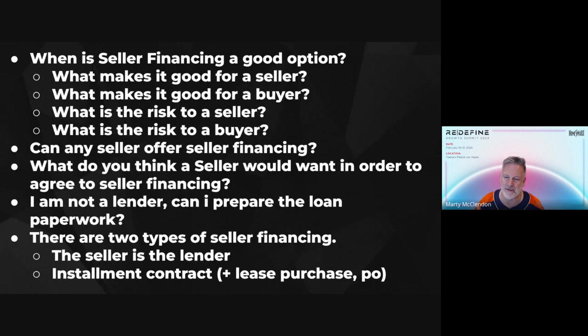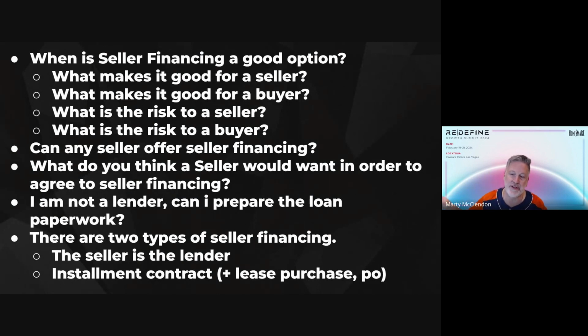There's two different types of seller financing. The one we're talking about today is where the seller is the lender. They basically transfer title into the buyer's name, and they have a lien on the property as the lender, just like any other mortgage lender would be, where the buyer pays the seller mortgage payments, either interest only or principal and interest, and so forth. And it goes towards amortizing the loan.